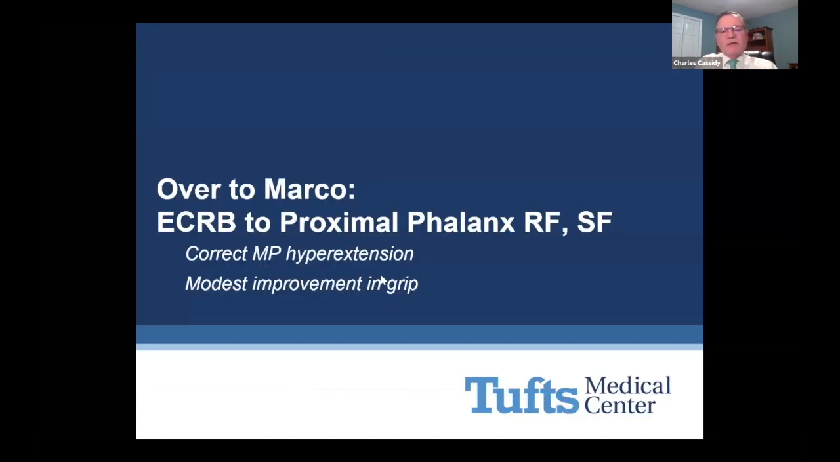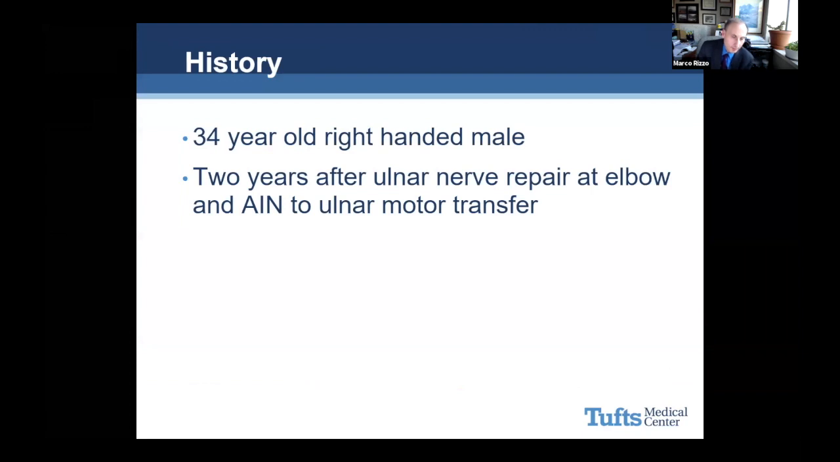There are some other transfers. We're going to talk about a couple more. And Marco has a great transfer, ECRB to proximal phalanx ring and small finger, to correct that MP hyperextension when their Bouvier is normal. It gives you modest improvement in grip. Marco. Oh, thanks, Chuck. That was outstanding, that transfer you just showed.